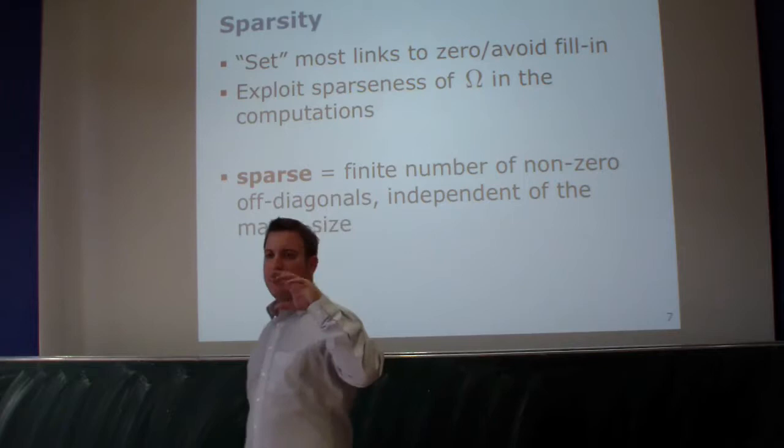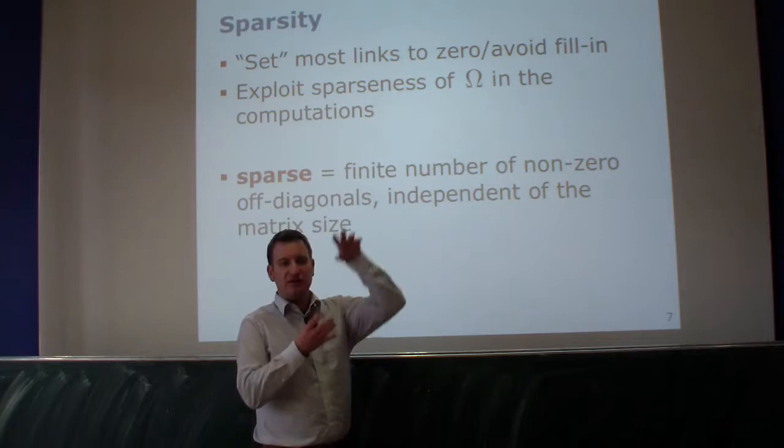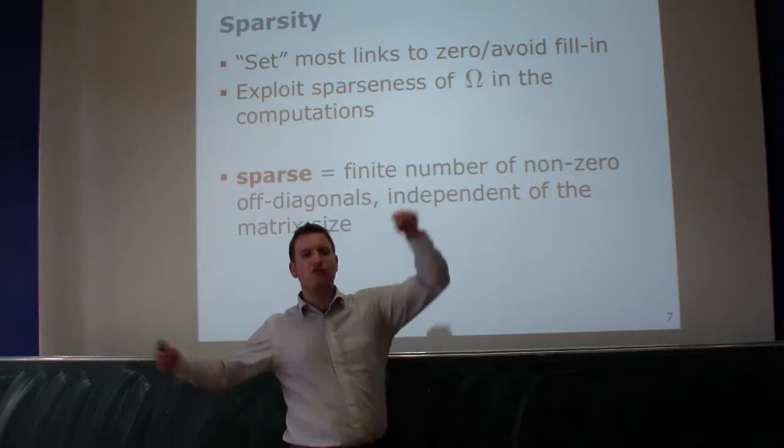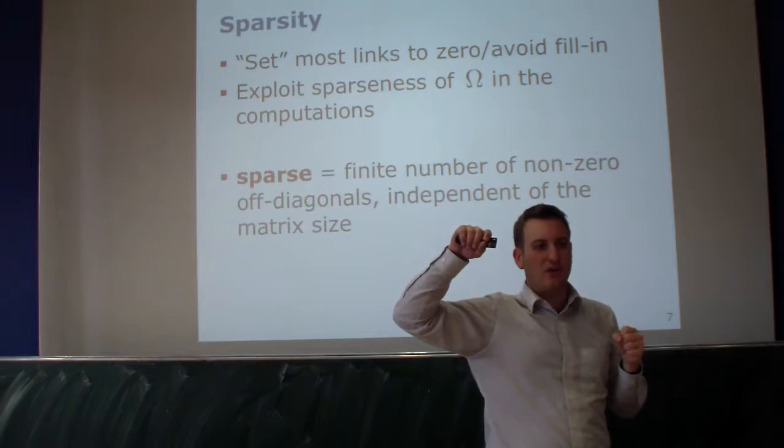per node, and this doesn't increase if I grow the matrix. So let's say from one node, there's only a finite number of elements to other nodes, and this doesn't depend on the overall size of the matrix. So if the scene grows, the number of neighbors, so to say, that every node has should not grow. This is the property of sparseness we use.